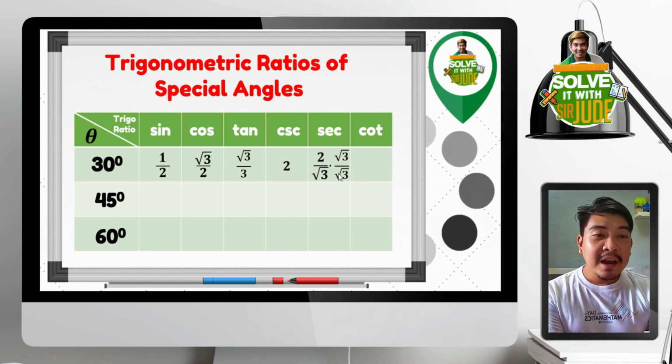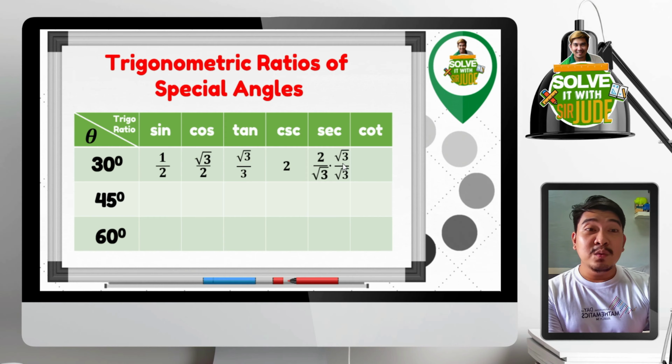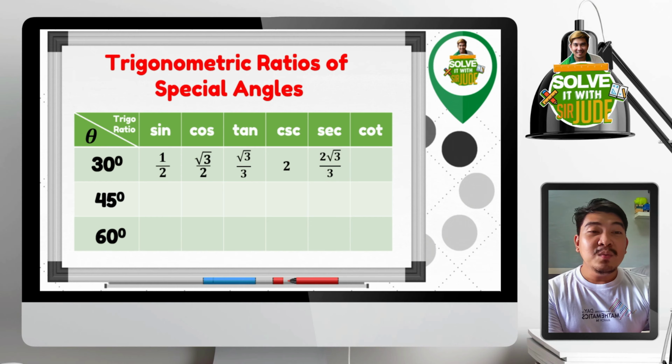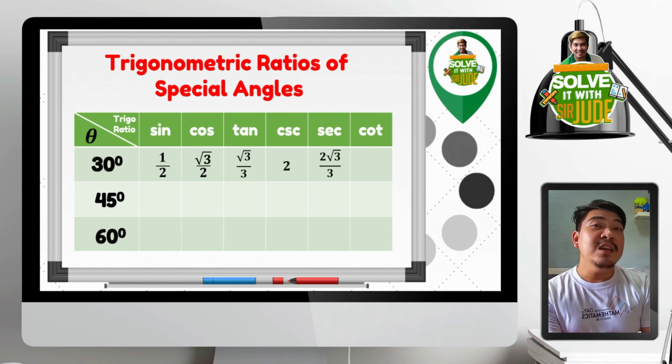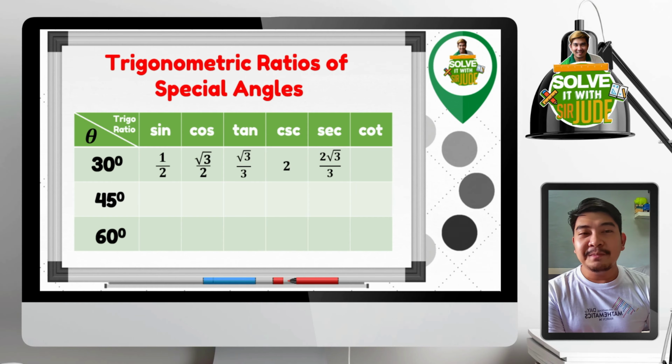And if we are going to simplify, 2 times square root of 3 is 2 square root of 3. Square root of 3 times square root of 3, in the denominator, will be square root of 9, or simply 3. Hence, we have secant 30 degrees, which is equal to 2 square root of 3 over 3.